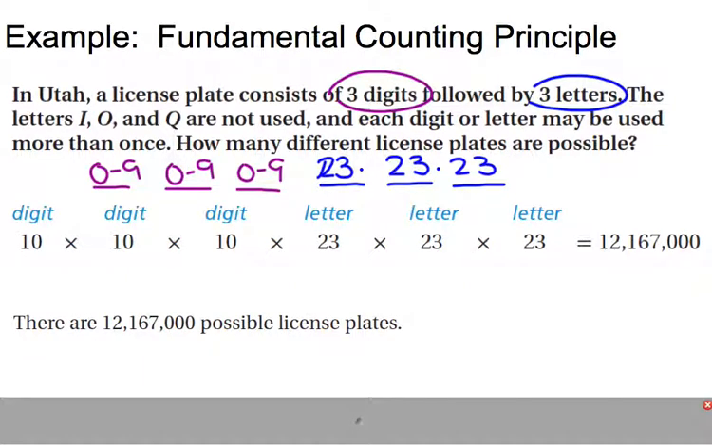So, how many digits are between 0 and 9? Well, that's 10 digits. We multiply it by another 10 digits, 10 digits. And then, we talked about this already, 23 letters times 23 letters times 23 letters. And we come up with 12,167,000. Here's our last example.